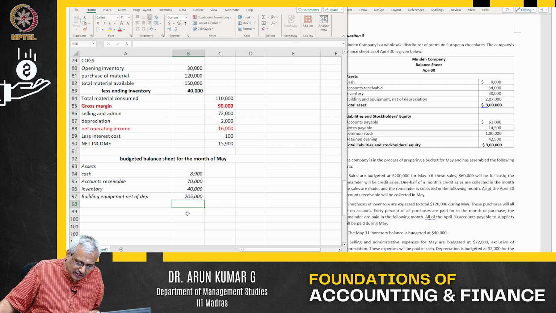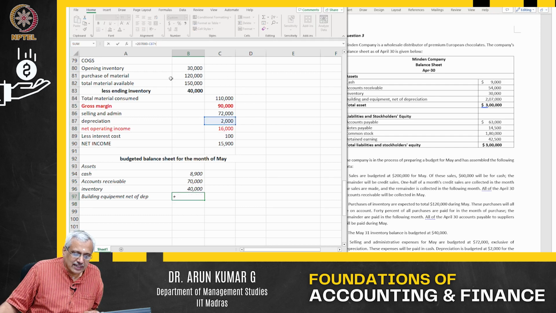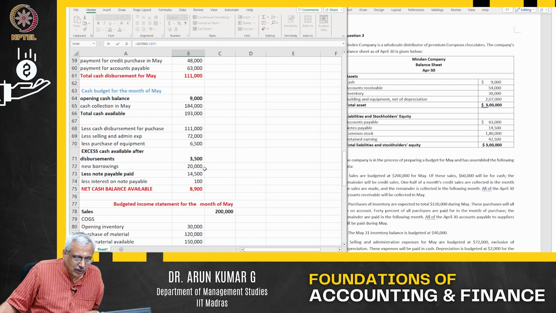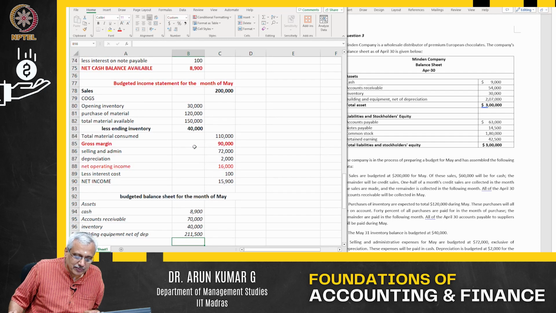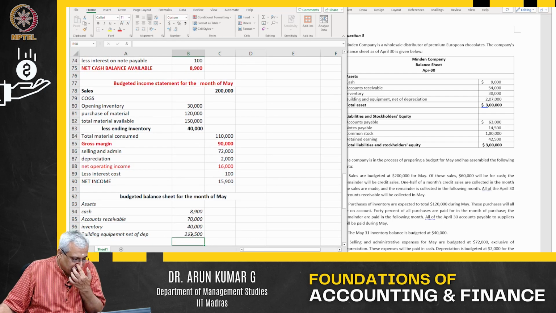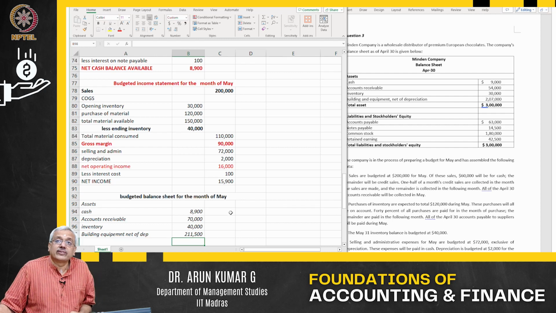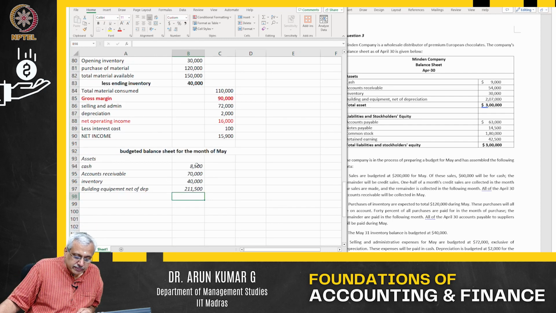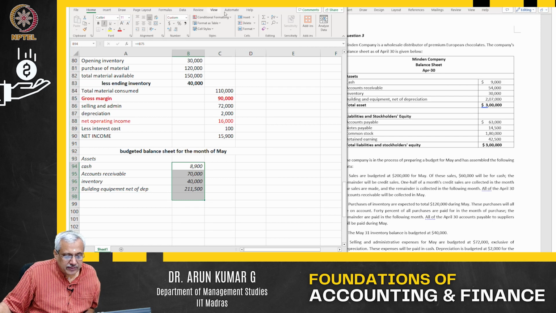Is it only 2,05,000? No. There is an addition. What is the addition? You did buy what is called a refrigerator, purchase of new equipment. New equipment was purchased. So what happens? 2,11,500 in this particular case. So what is your total assets out there? This is my total assets.